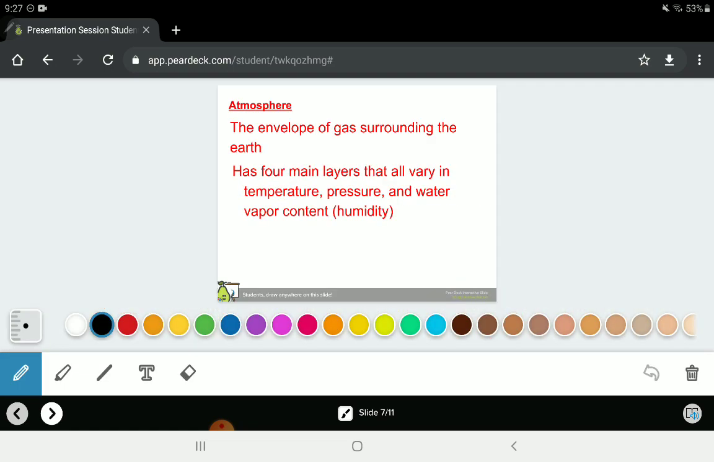On this slide, you guys will see there are some words missing for you. You're going to fill in those words as you go. Our first vocabulary word is the atmosphere. This is the envelope of gas surrounding the Earth. It has 4 main layers that all vary in temperature, pressure, and water vapor content. This word is actually humidity, which we will be going over in a few days.